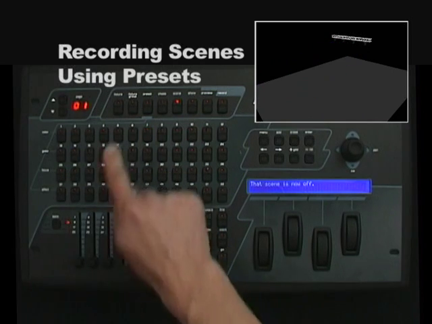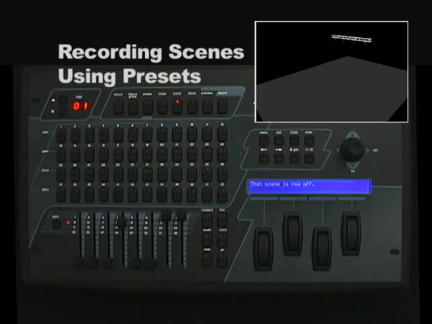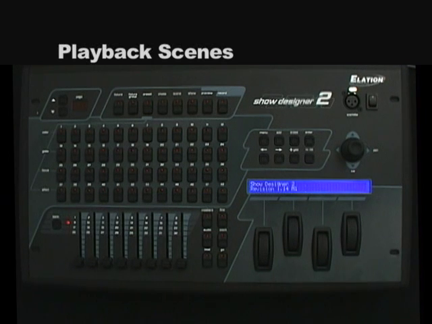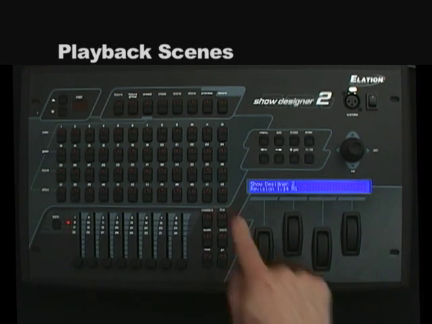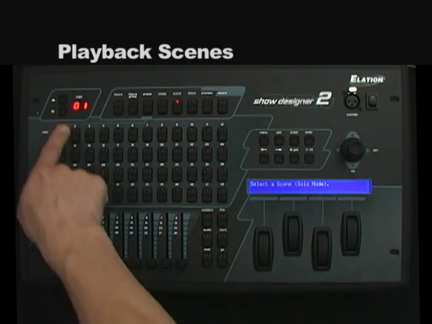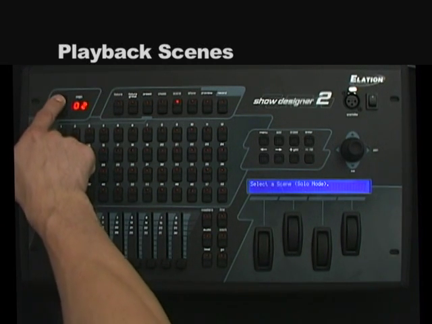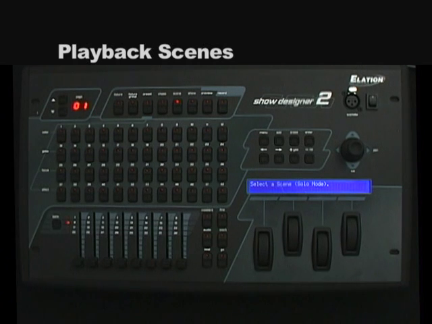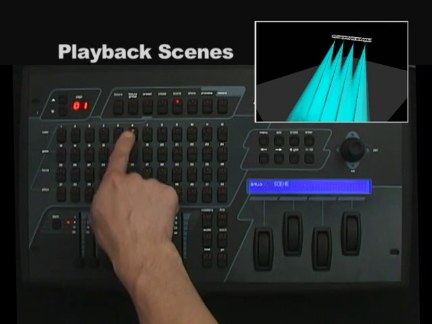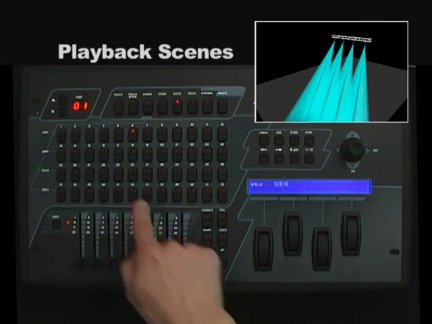Pressing the same scene button causes a blackout. To manually playback scenes that you've recorded, press the scene button, then use the up-down arrow buttons to select the page that contains the scenes that you wish to play back. You can then use the number switches to trigger your scenes.